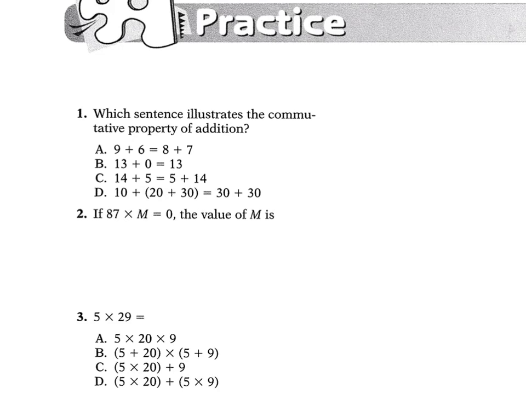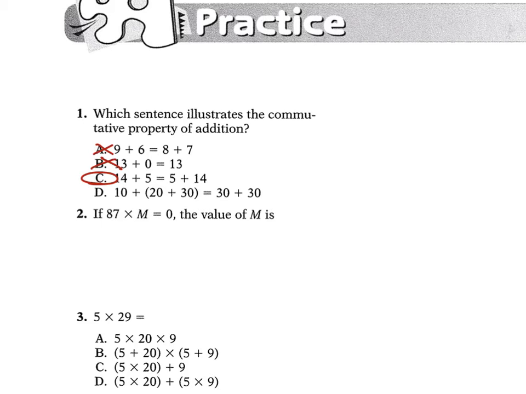For number 1 on the next section, it says, which sentence illustrates the commutative property of addition? Remember, commutative property changes the order, not the parentheses. So with these, 9 plus 6 is equal to 8 plus 7. Nope, the numbers change. For B, we have 13 plus 0 is equal to 13. Yes, that's true. However, that's the identity property, not the commutative property. For C, we have 14 plus 5 is equal to 5 plus 14. That one is our answer because the order is changing.